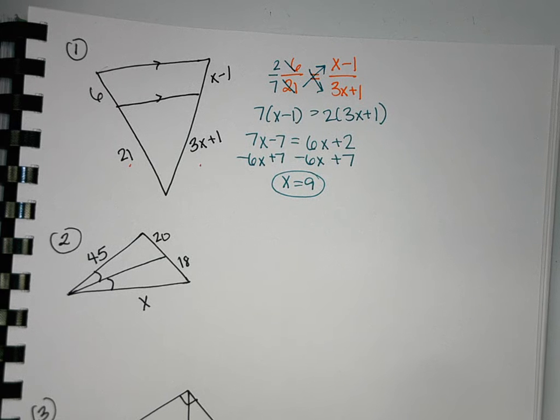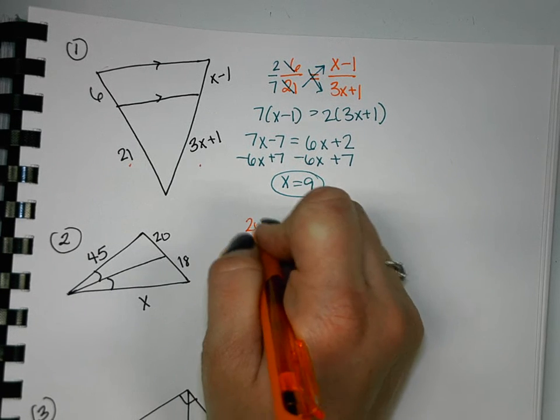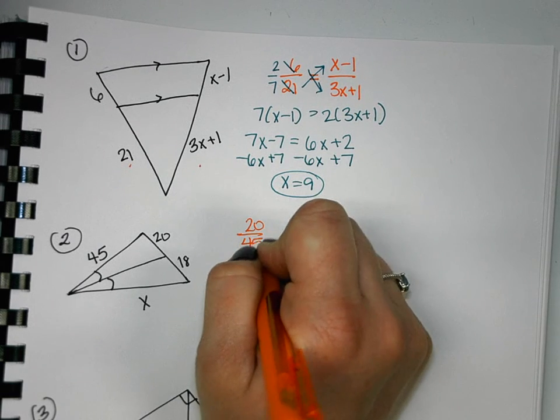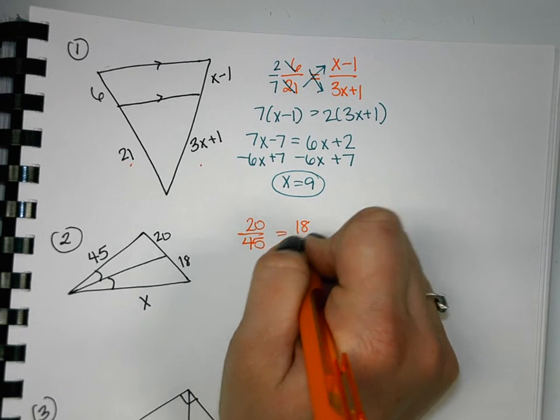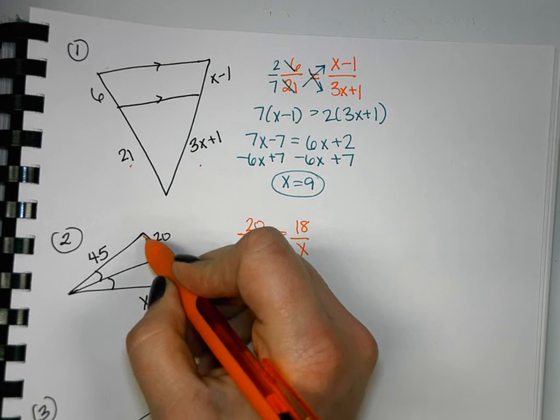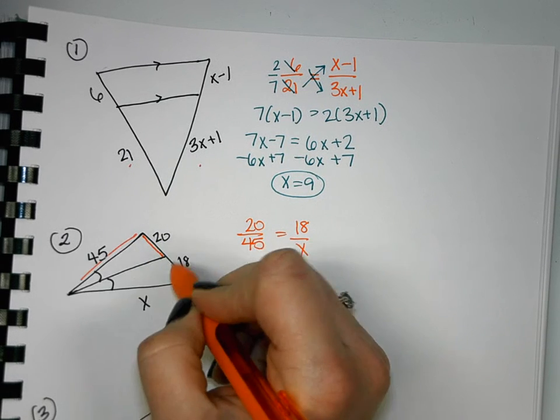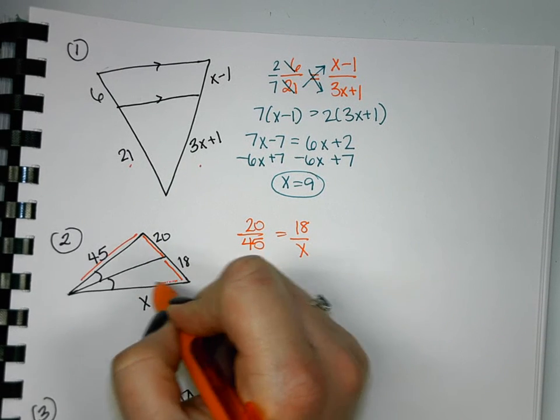Krista? 20 over 45, 18 over x. 20 over 45 equals 18 over x. So you did this side over this side equaling the small side over the larger side. Very good.